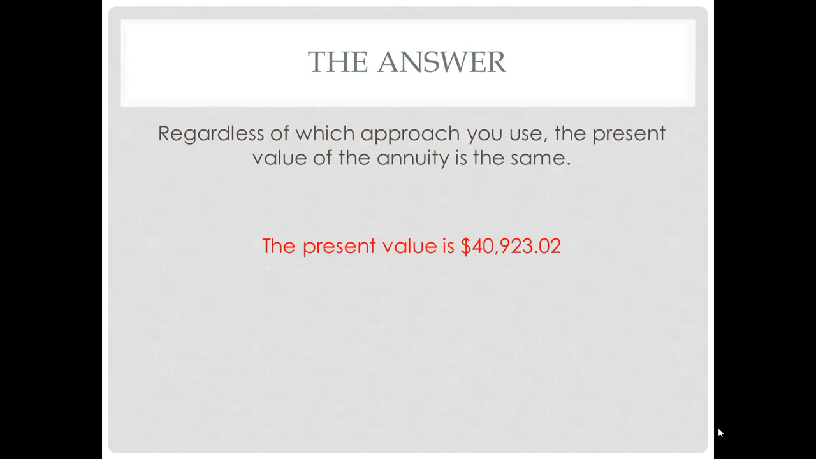Regardless of what approach you use, the present value of the annuity is the same. The present value is $40,923.02. The second approach is a lot more useful when N equals 20 or a longer period. Using this approach, the calculation would be less time consuming.